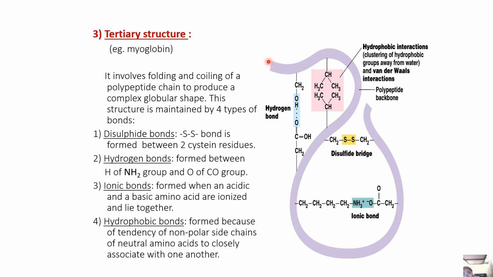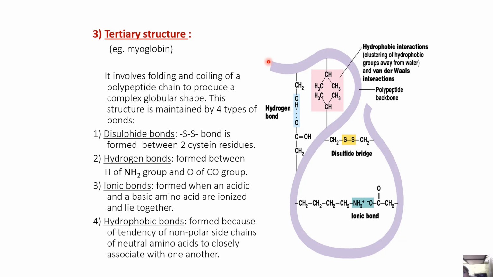Now, if we talk about tertiary structure, for example myoglobin, it involves folding and coiling of the polypeptide chain to produce a complex globular shape. This structure is maintained by four types of bonds. Disulfide bonds, S-S bonds, are formed between two cysteine residues. Hydrogen bonds are formed between the H of the NH2 group and the O of the CO group. Ionic bonds are formed when an acidic and a basic amino acid are ionized and lie together. Hydrophobic bonds are formed because of the tendency of nonpolar side chains of neutral amino acids to closely associate with one another.